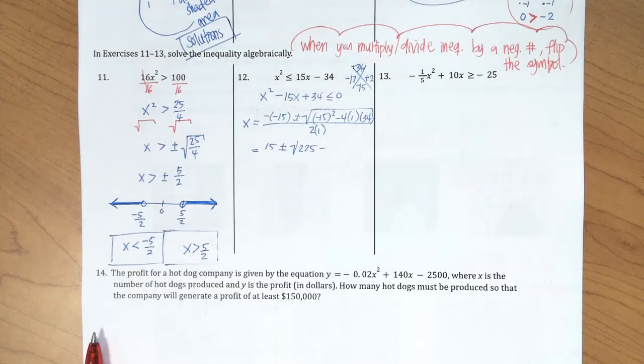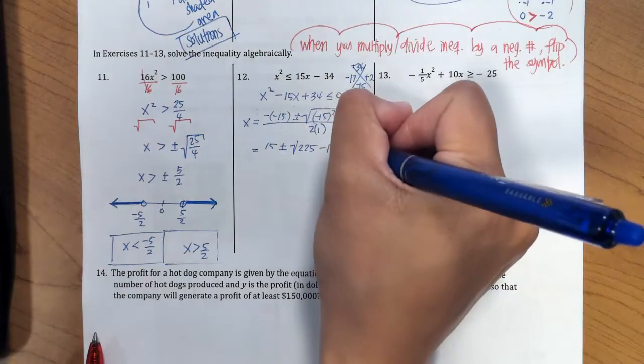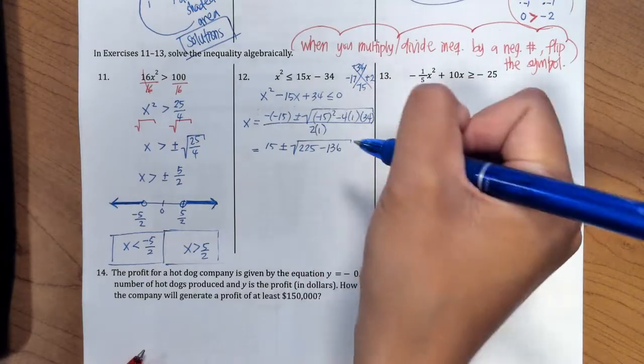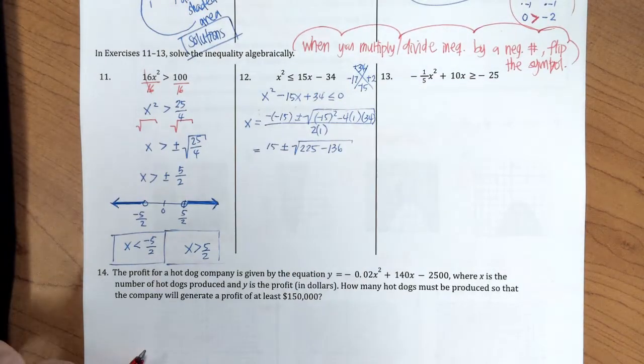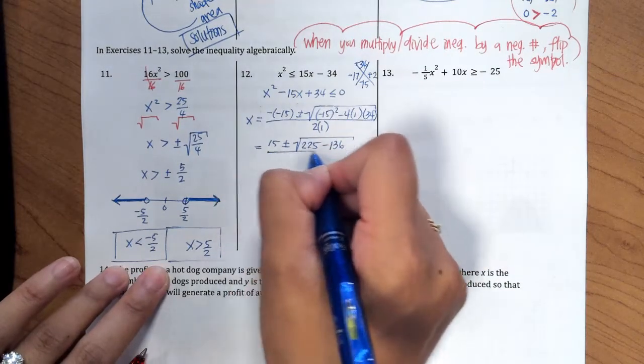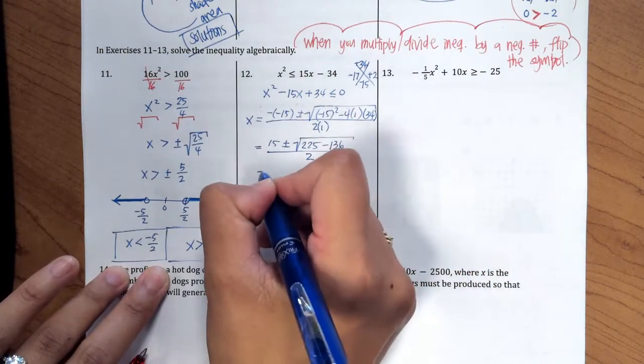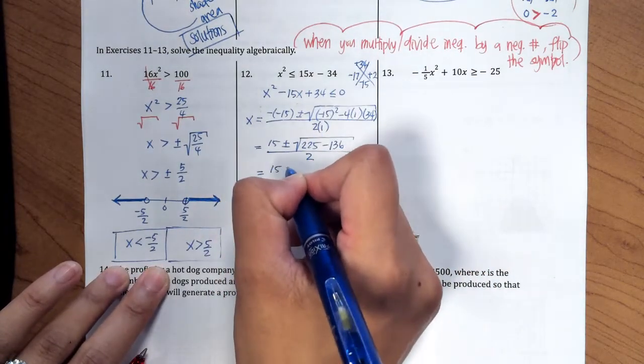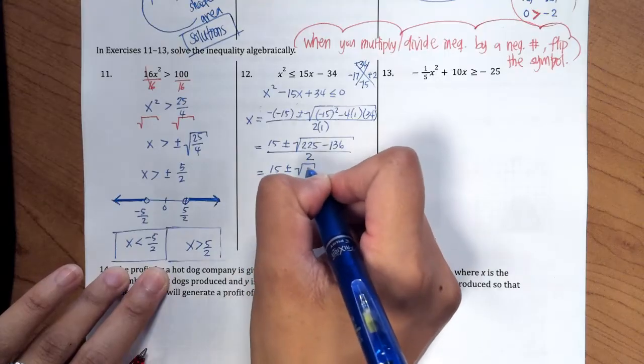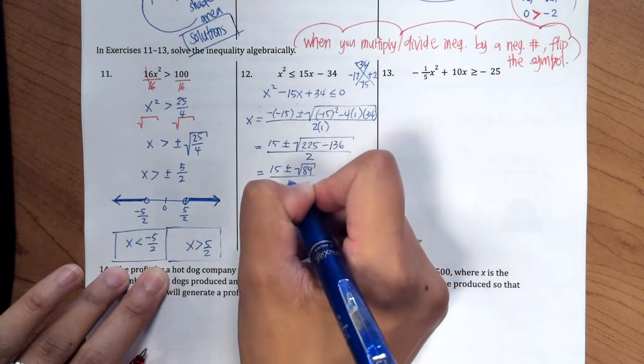Let's just make sure I'm not messing up here. 4 times 34 is 136. 225 minus 136 all over 2. That equals 15 plus or minus the square root of 89 over 2.